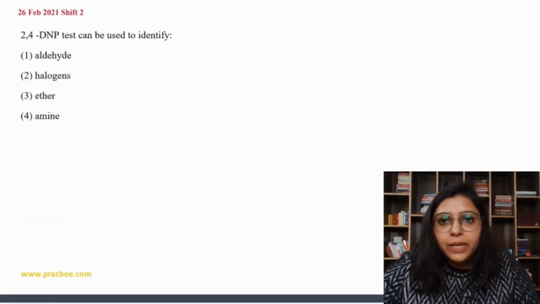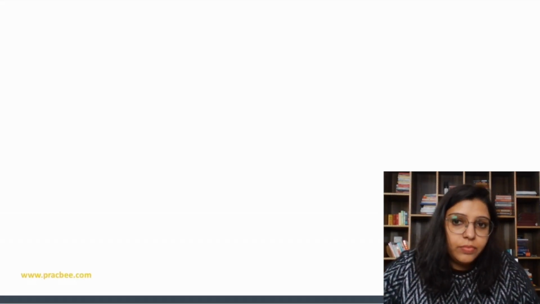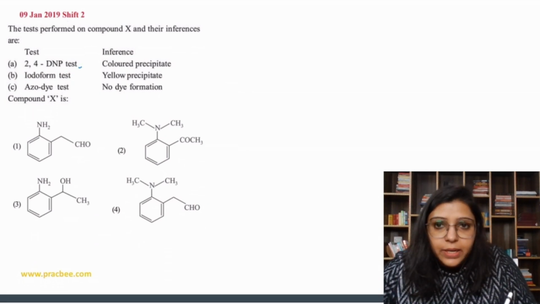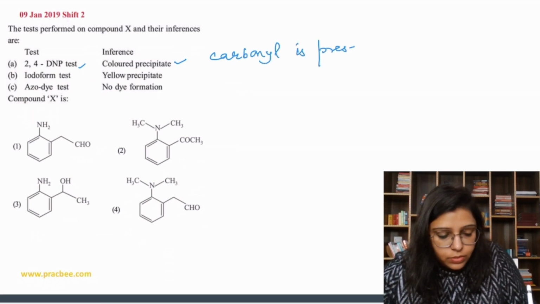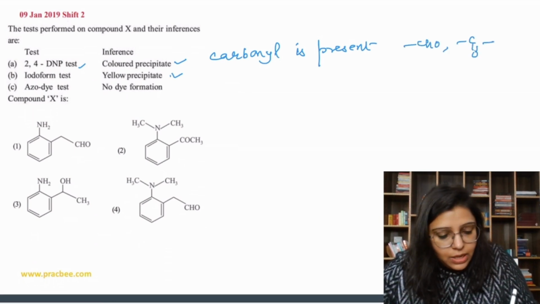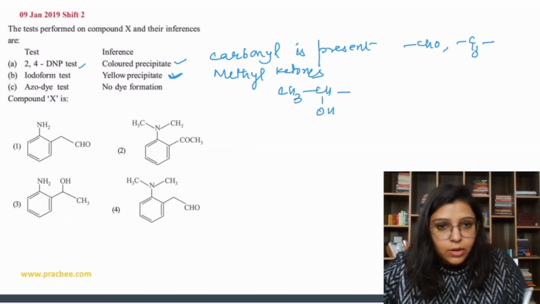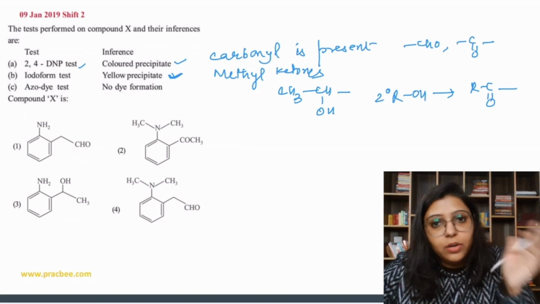Next, the 2,4 DNP test can be used to identify carbonyl. So we can easily identify aldehyde, and we can also identify ketone, okay? But generally this test is for aldehyde. Now, 2,4 DNP test, colored precipitate means carbonyl is present, aldehyde or ketone. Iodoform test, yellow precipitate, yes it is giving, absolutely right. So it means we should be having methyl ketones, or we can have isopropyl alcohol, a 2 degree alcohol, because a 2 degree alcohol is first oxidized to ketone. Understood? Then it undergoes the haloform reaction.